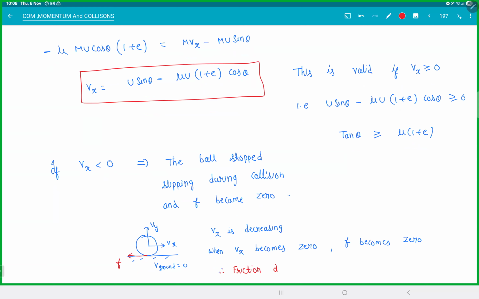That is what was happening. Friction did not act for the entire time of collision. Let's say the collision happened for 3 milliseconds, friction acted for 1 millisecond. Collision is happening, the normal reaction is still there. Is that making sense, everyone?